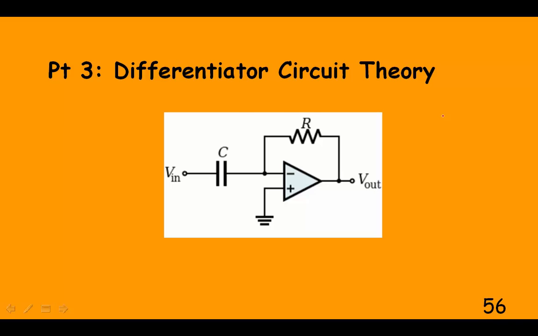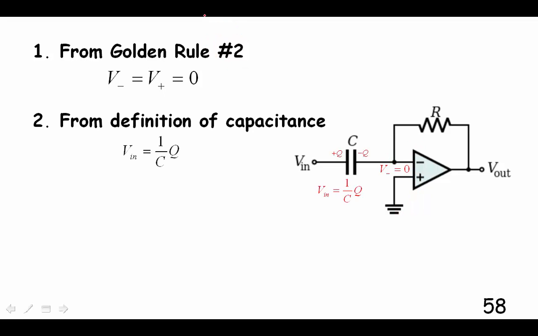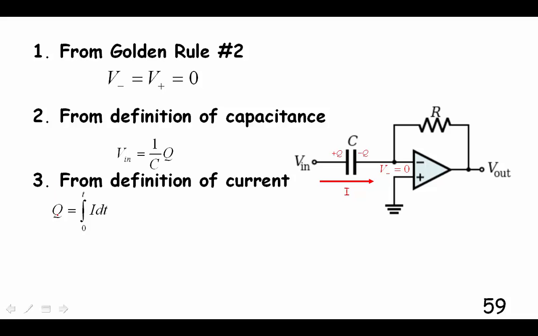This is another thing you've done in lab, so I'm going to go through this really quick. Once again, since this input to the op amp is at ground, we know that this is going to be a virtual ground, that the op amp is going to maintain that input at 0 voltage because that is our golden rule number 2. From the definition of capacitance, we know the input voltage is equal to the charge on the capacitor divided by the capacitance, Q equals CV. That's easy. From the definition of current, we did that before. I'm not going to go into that.